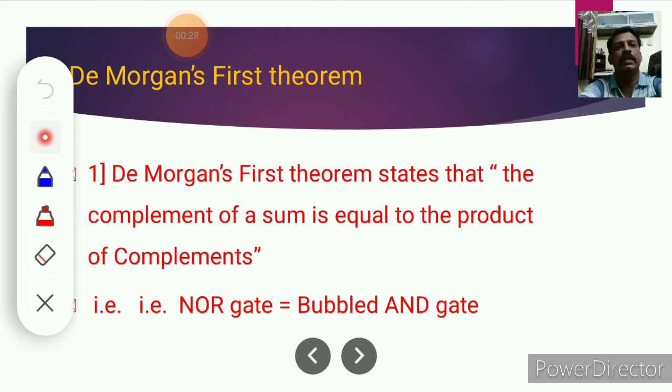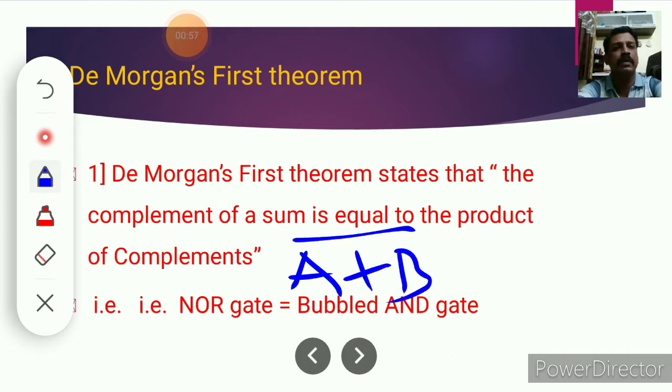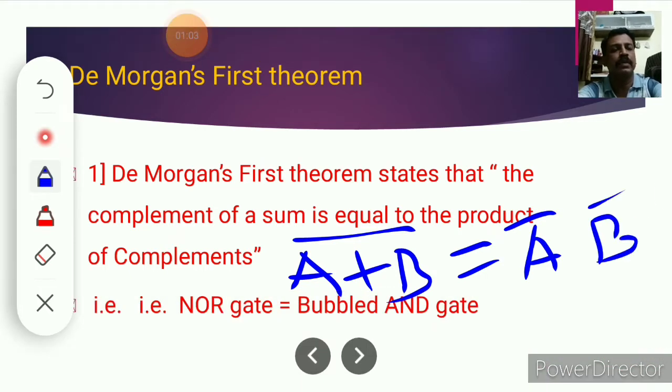De Morgan's first theorem states that the complement of a sum is equal to the product of the complements. That is, a NOR gate is equal to a bubbled AND gate. So the complement of the sum, that is (A + B) complement, is equal to the product of the complements, that is A complement dot B complement. In this way we can say that this is De Morgan's first theorem.